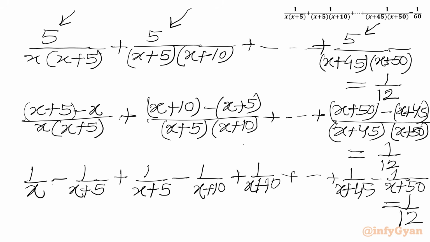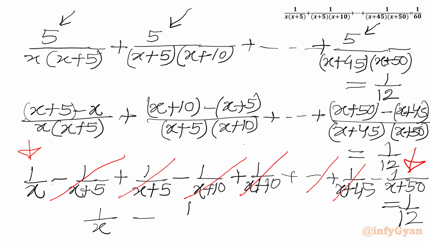Now we can cancel terms from the left hand side. We have minus 1 over x plus 5 and plus 1 over x plus 5, it will get over. Minus 1 over x plus 10 with plus 1 over x plus 10. Similarly, minus 1 over x plus 45 with plus 1 over x plus 45. So we have 1 over x and minus 1 over x plus 50 left in the LHS. So I can write 1 over x minus 1 over x plus 50 equal to 1 over 12.